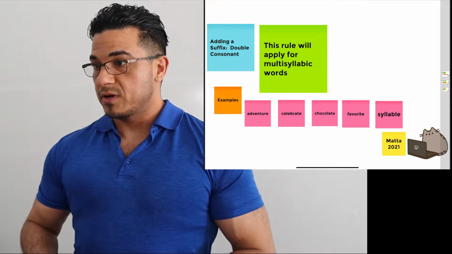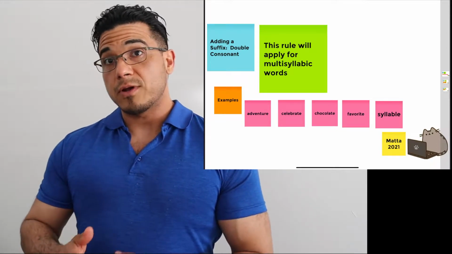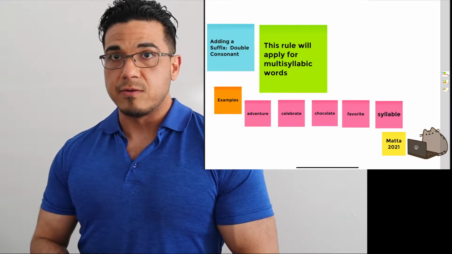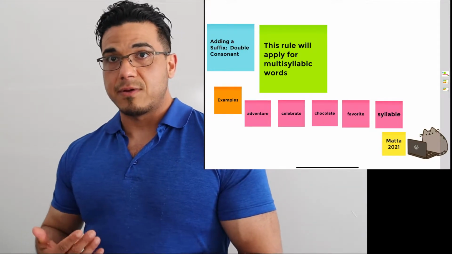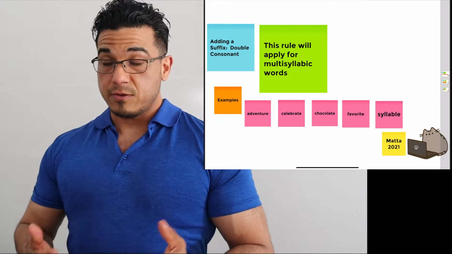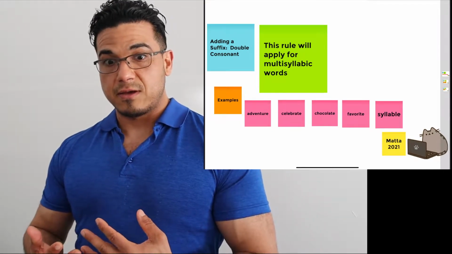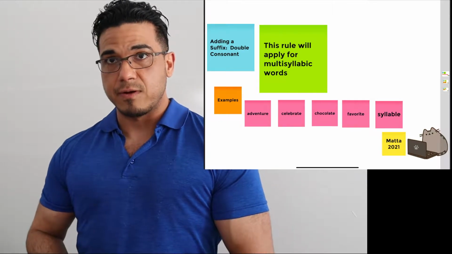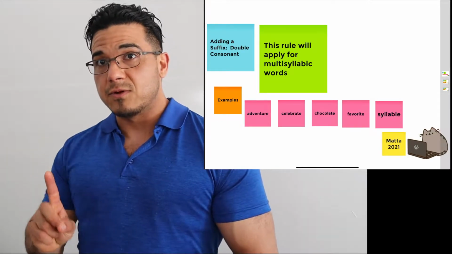In this video, what we're going to be doing is discussing what you would need to do when adding a suffix that happens to begin with a vowel to the end of a multisyllabic word. In an earlier video, we discussed what you would need to do when adding a suffix that begins with a vowel to a word that has one syllable.